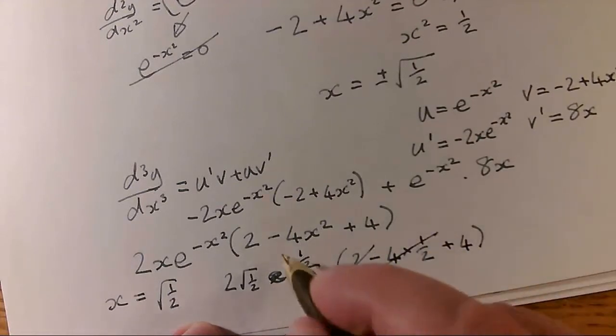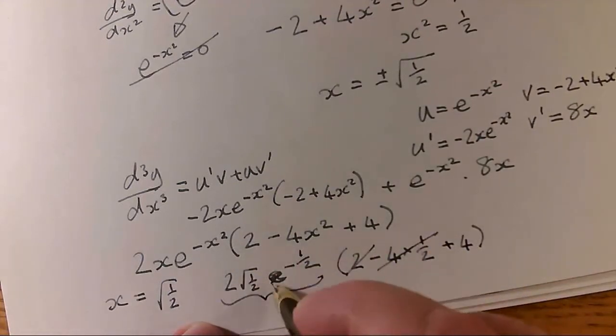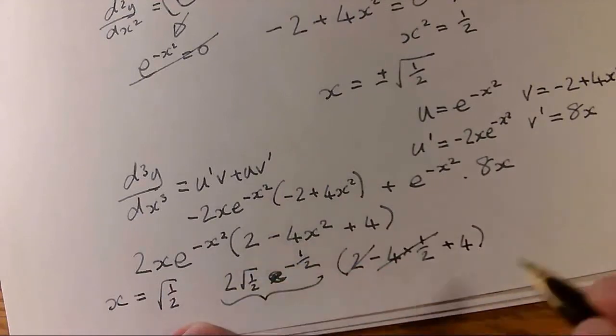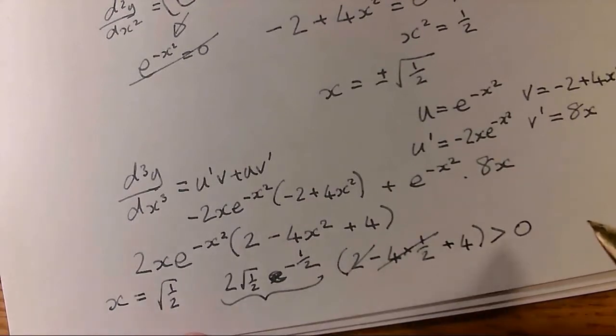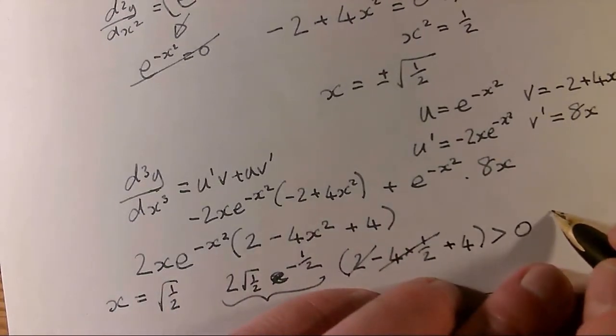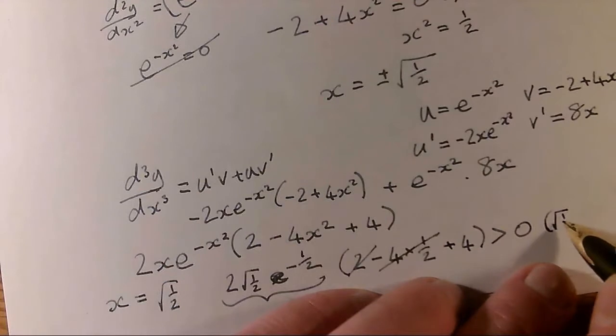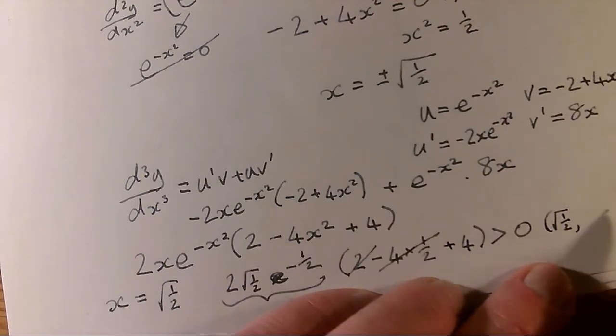This is positive. E to any power is positive. This is positive, and this is positive. So this is greater than 0. So it's not equal to 0. Therefore, that was a point of inflection. So when x is the square root of a half, whatever y is, we'll have a point of inflection.